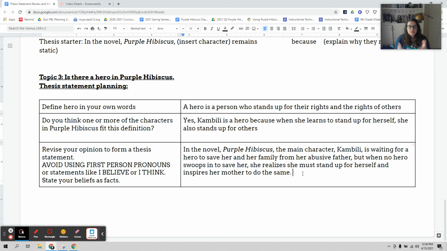Okay, this will work as a thesis because hypothetically, if I was writing this essay, I would be using as evidence Kambili saying to Mama in the hospital, call Auntie. And I would show how Kambili asked to go stay with her aunt and how that inspired Mama, because Mama then, when something happens to her, goes and stays with Aunt, and sort of how that shifts with the family and starts freeing them from Papa's grasp. So that is an example of a thesis statement for the third essay topic.